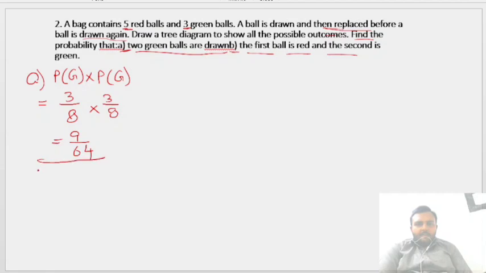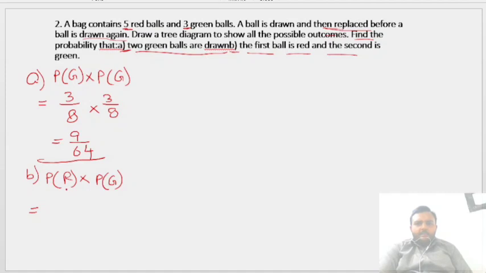Now I will solve the second part over here. It's a very easy part. The first ball is red and the second is green. So probability of red ball into probability of green, this is the second ball. So now just put the values over there, and you will find the answer.